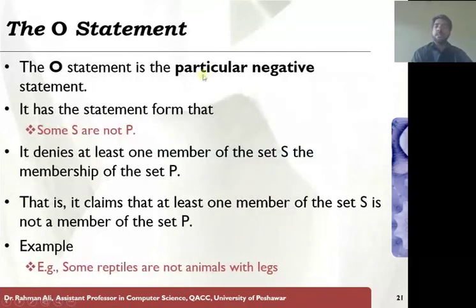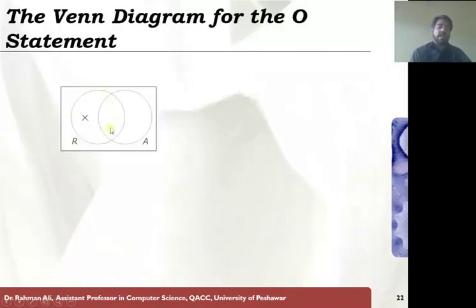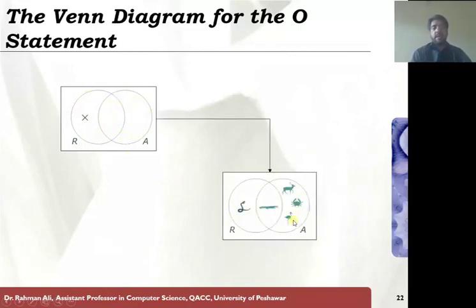And the O statement is particular negative, some S are not P, and its example is: some reptiles are not animals with legs. It means that there is at least one kind of reptile which does not belong to those animals which have legs. This is the reptile class, and this reptile class has at least one member which is not a member of this animal class. Pictorially, if we look at the reptile and animal classes, we can see that a snake is a reptile, but it does not belong to this animal family. So it lies in this area.